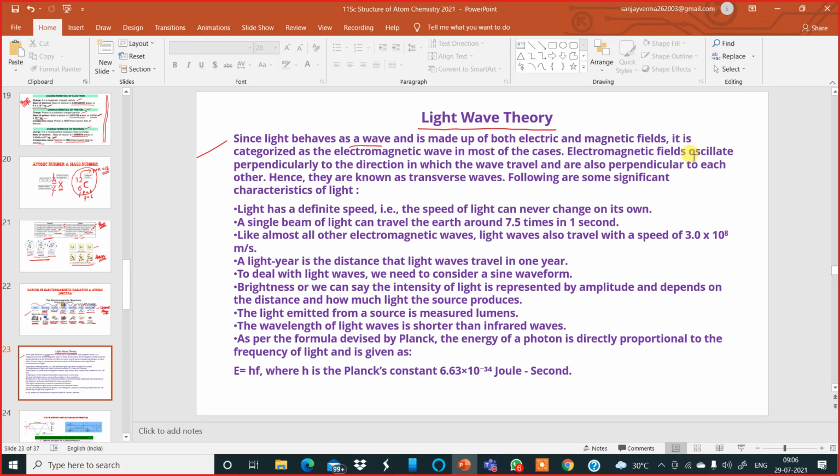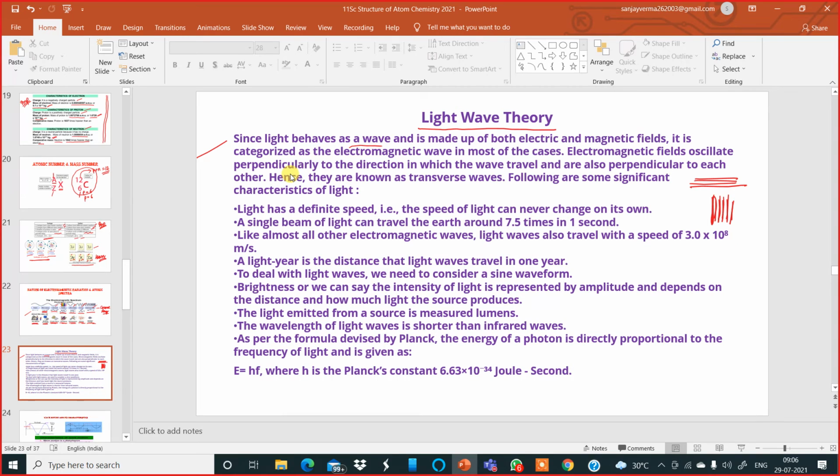Electromagnetic fields oscillate perpendicularly. If the magnetic field is this way, the electric field oscillates this way. This way, they will oscillate this way. Are you getting it? If the magnetic field is this way, the electric field oscillates this way.